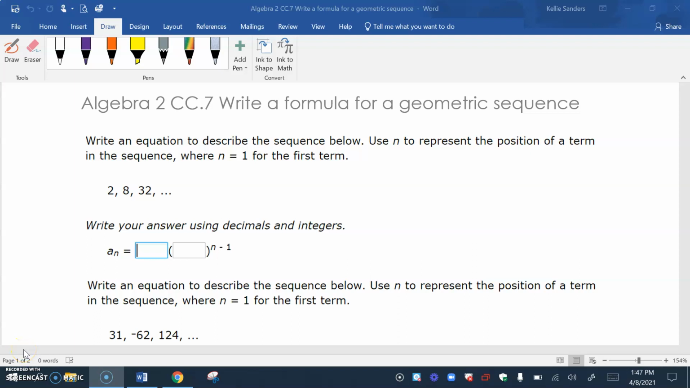Okay, this one is not going to be hard at all. Just make sure that you keep your notes for your test so you can remember what to do, because there really is no reason to miss these on the test. CC.7, write a formula for a geometric sequence.